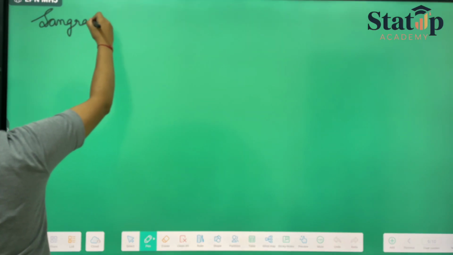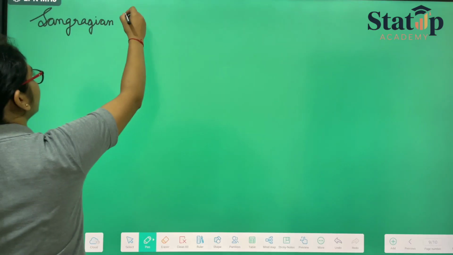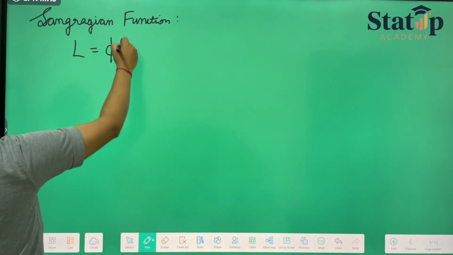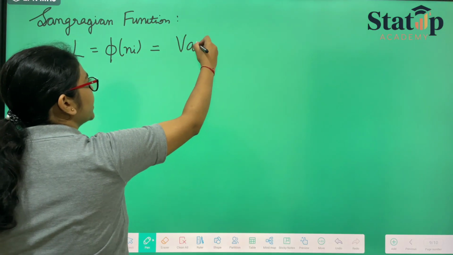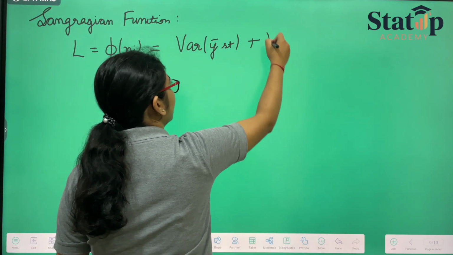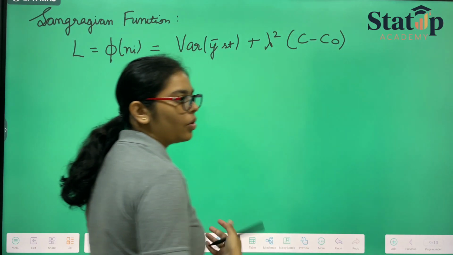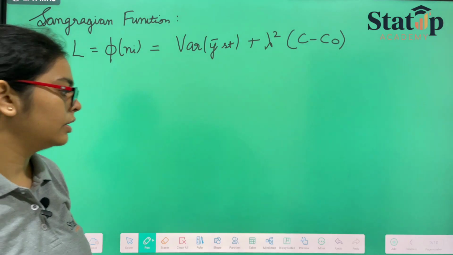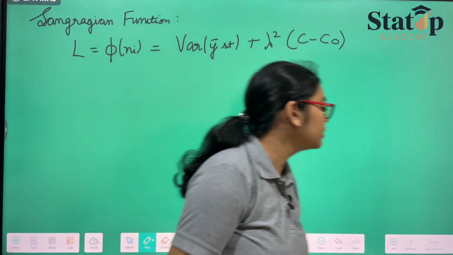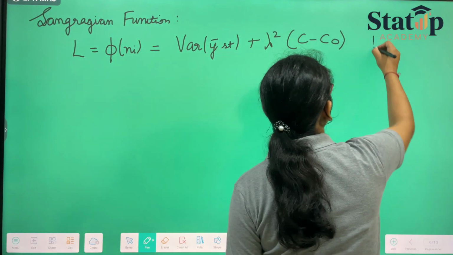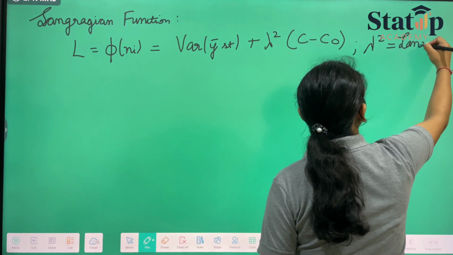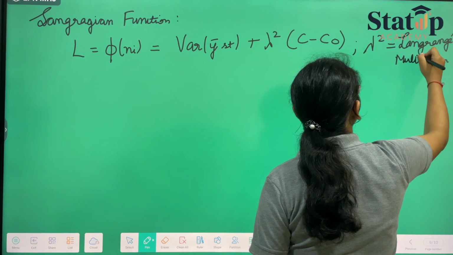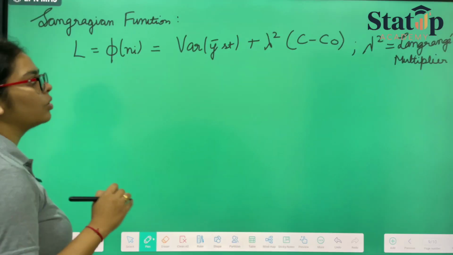And the Lagrange's or Lagrangian function can be written as L, or we can write phi, anything you can denote it as, variance of y bar st plus lambda square into C minus C naught, or the fixed cost, where C is total cost, C naught is overhead cost, and summation i goes from 1 to n Ci under root Ni is the cost of ith stratum, and lambda square here is nothing but Lagrange's multiplier. Okay, so now first of all we'll write it.